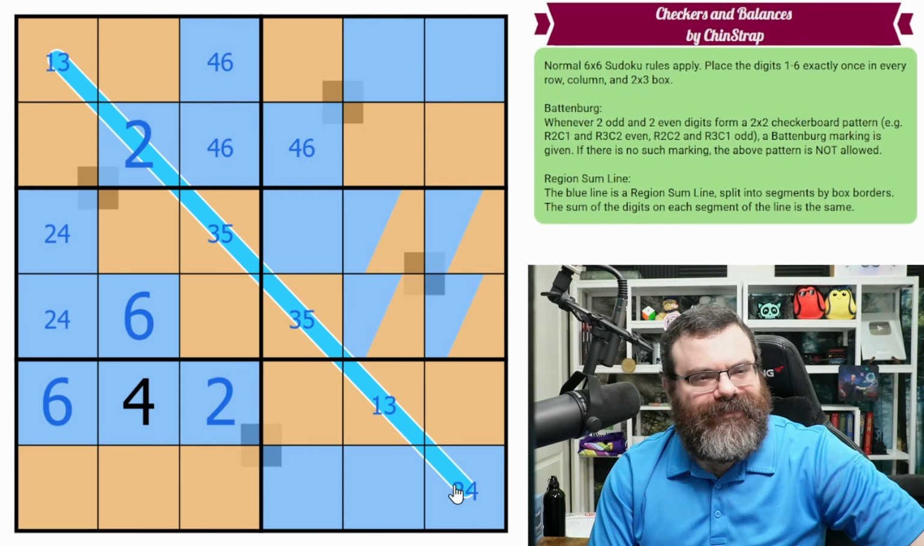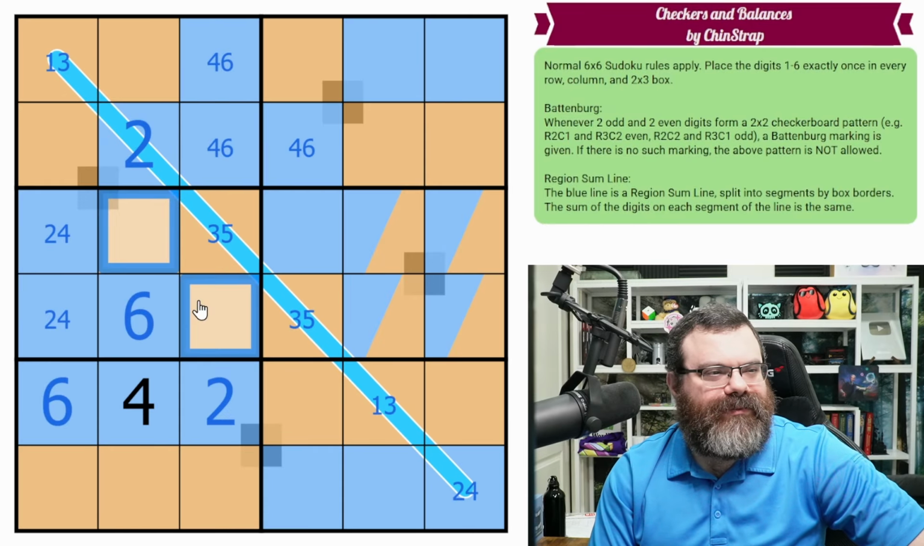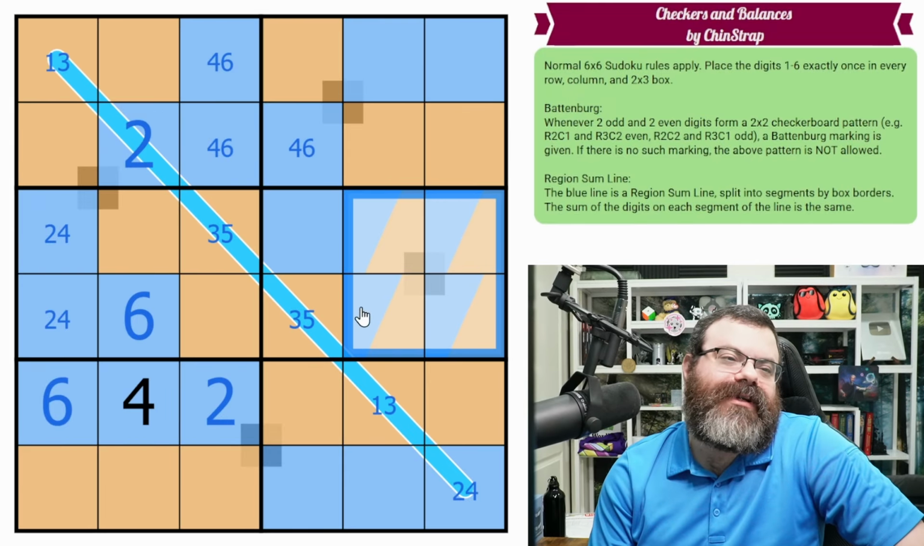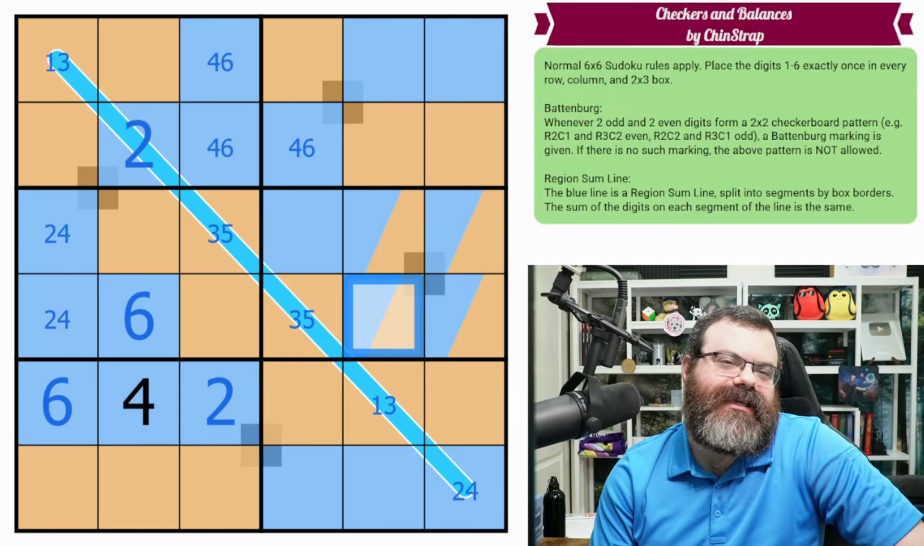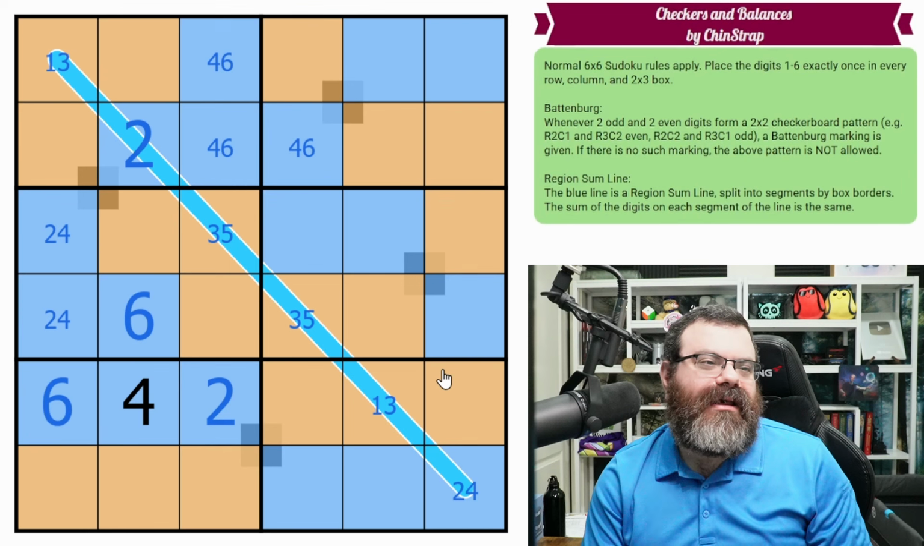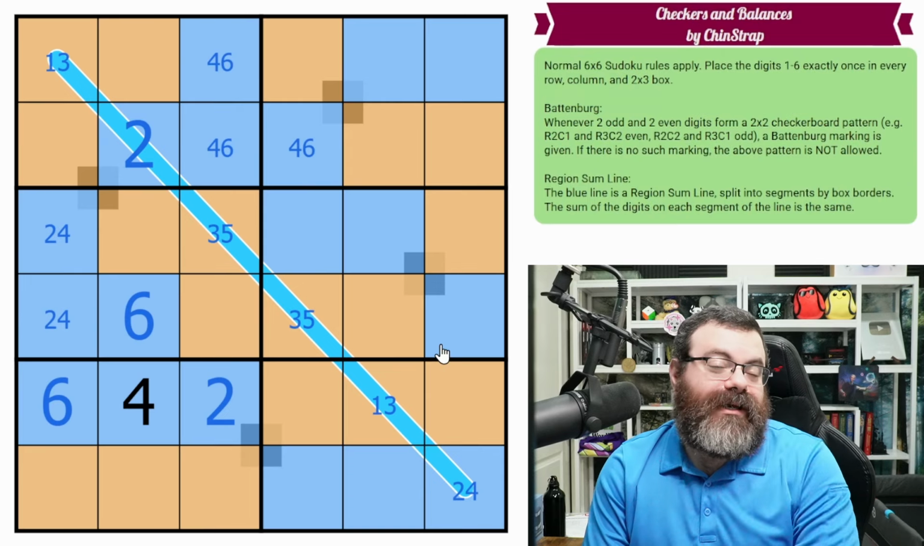How do we continue this? Are there any other restrictions I didn't notice? How about here? Ah, yeah, we don't want a Battenberg here, so this can't be even. So this is odd, and this is even. And that makes this even, and this odd. All right, we have all of our colors, so we should be able to figure this out.